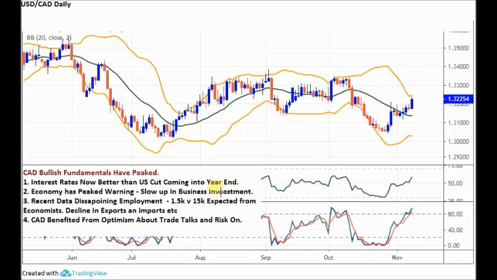Your market has bought the Canadian dollar on the anticipation that interest rates would go in favour of the Canadian dollar, and the Bank of Canada would not cut until mid next year. Okay, so you did get the cut from the Fed, you didn't get a cut from the Bank of Canada. They're very cautious in their statement. They point to a cut coming in to year end.